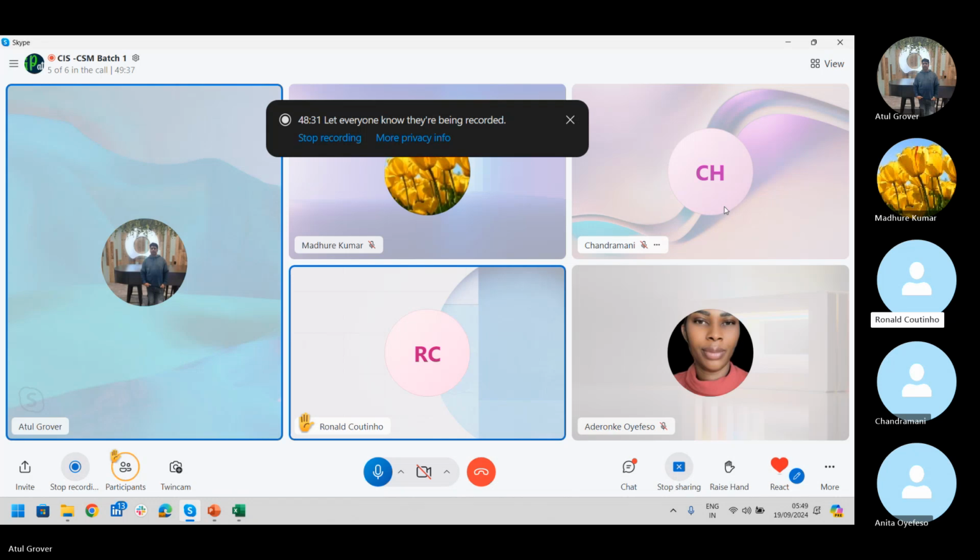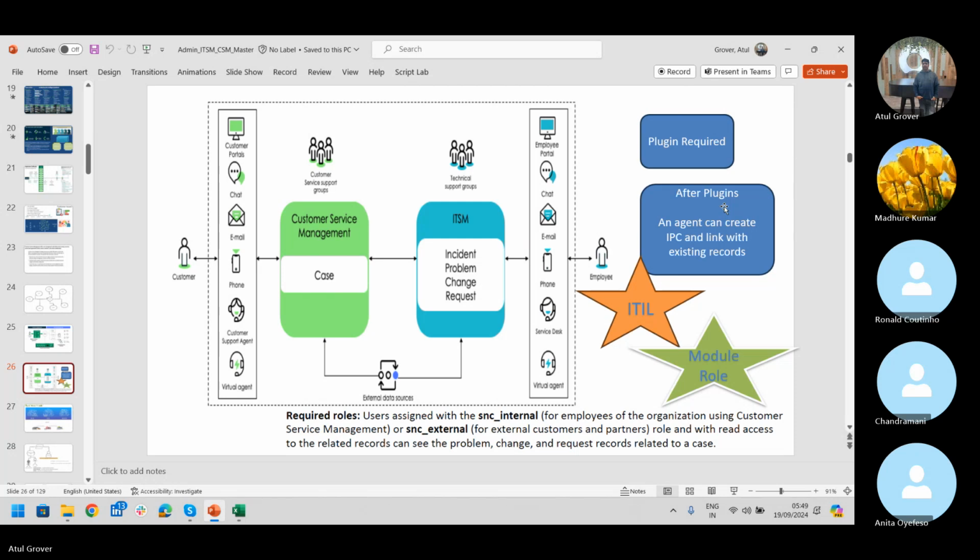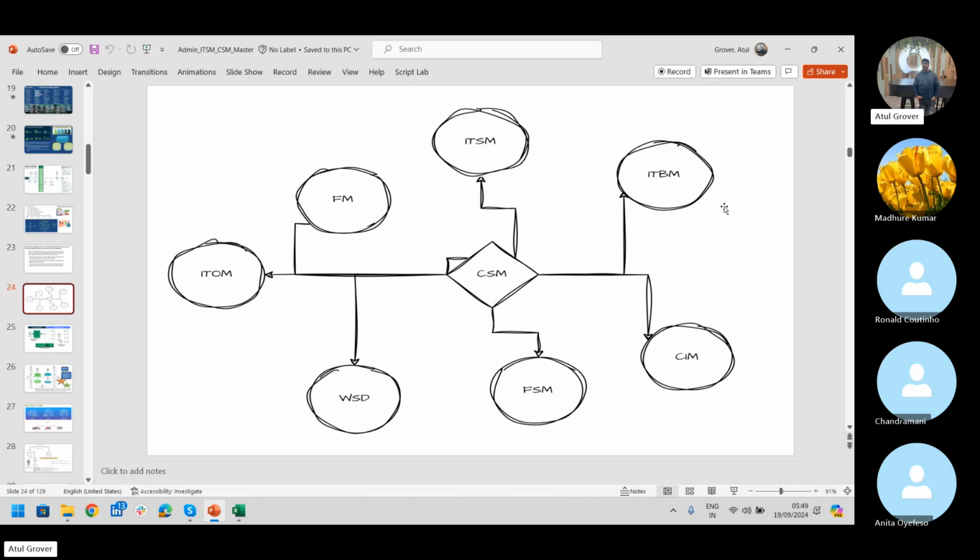Atul, I had a question on the previous slide where you showed the linking. Yeah, the one before this. Slide 24. Okay. So here, what is CIM? Continuous improvement management. There's a product and service. Okay. Fine. Continuous improvement management.